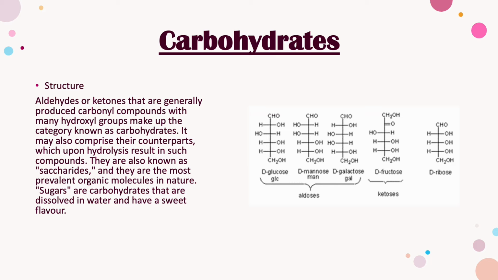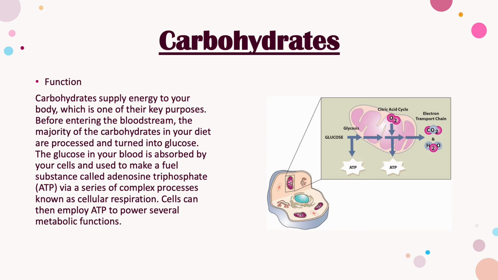Sugars are carbohydrates that are dissolved in water and have a sweet flavour. Carbohydrates supply energy to your body, which is one of their key purposes. Before entering the bloodstream, the majority of the carbohydrates in your diet are processed and turned into glucose. The glucose in your body is absorbed by your cells and used to make a fuel substance called adenosine triphosphate via a series of complex processes known as cellular respiration. Cells can then employ ATP to power several metabolic functions.